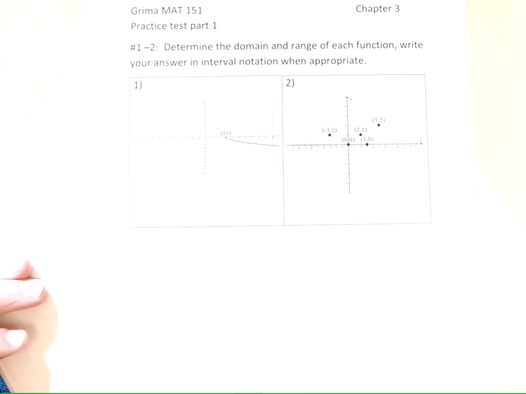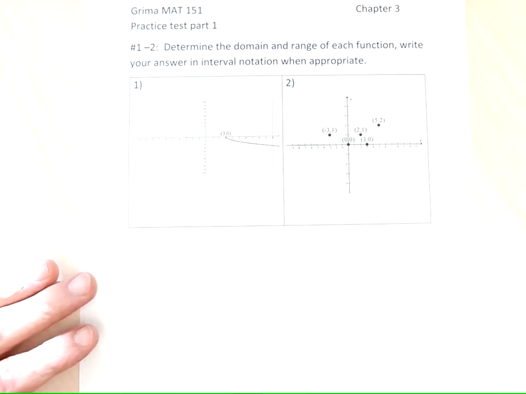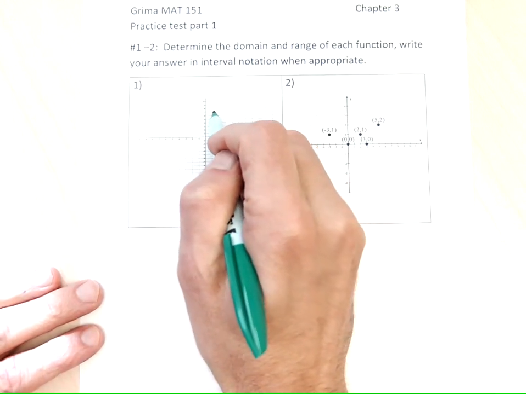Alright, so this is a Chapter 3 practice test. I'm having sun issues right now, so hopefully things are viewable. Problems 1 and 2 ask me to find the domain and the range, and they give me a graph.